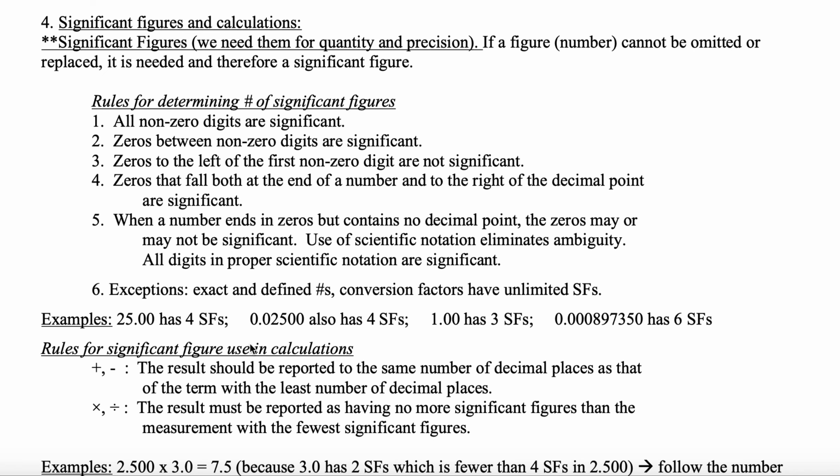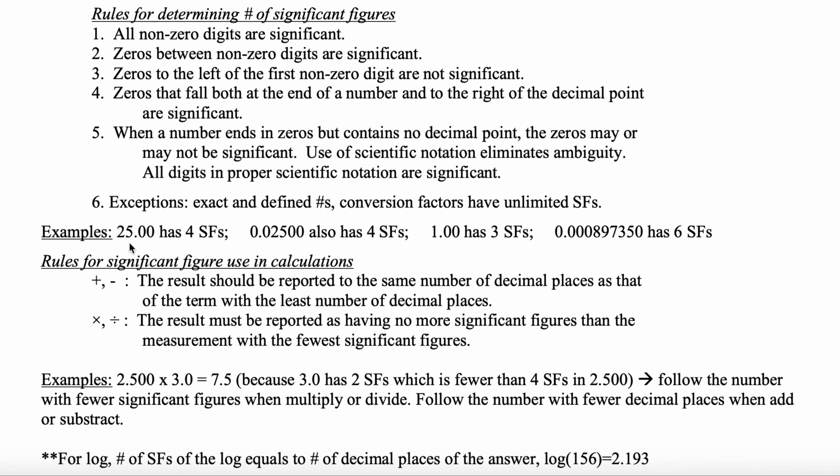Okay, here are a few examples. You have 25.00. Now, that number 25 is good enough. It tells you we have a quantity of 25. However, there's a decimal point, and there are 2 zeros. Because of the decimal point, we count these zeros, not for quantity, but for precision. Okay? So 25.00 is a very serious measurement with 2 decimal places of precision. That's why it has 4 significant figures. SF stands for significant figures.